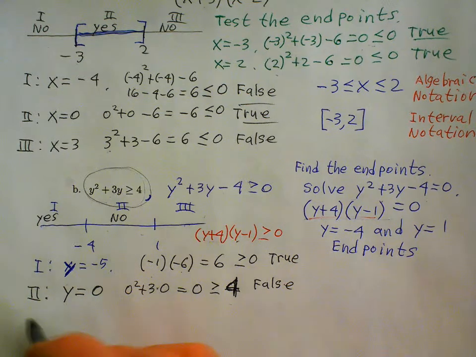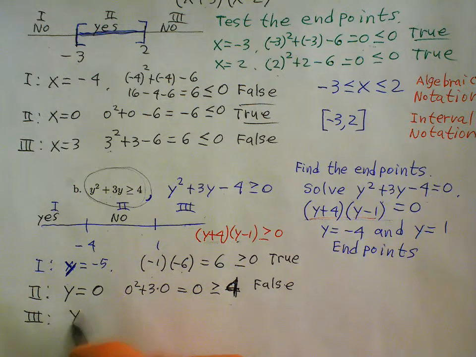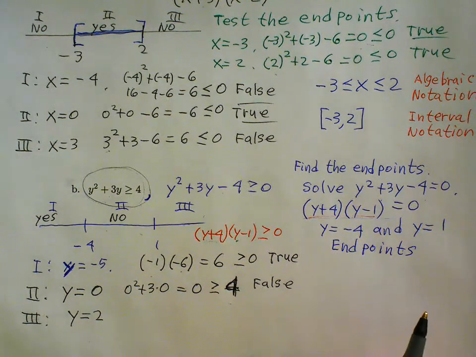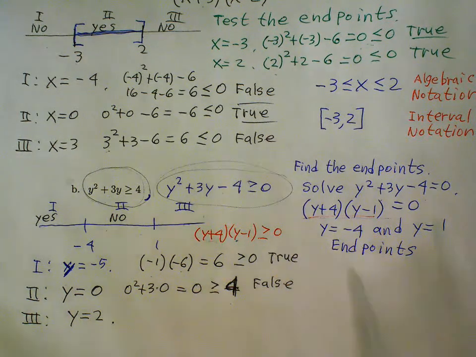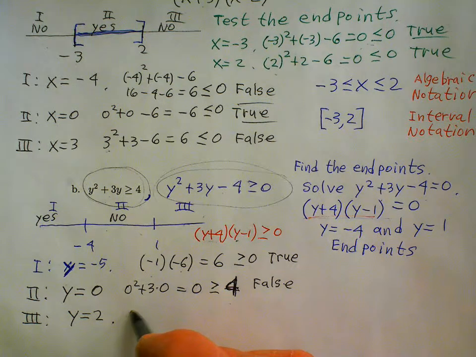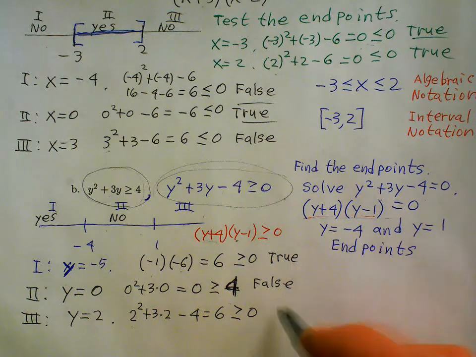And then the third interval, pick a number greater than 1. So I'll pick y to be 2. This time I'll use this inequality. You can use any one of the three. So this one, 2 to the second plus 3 times 2 minus 4. So 2 to the second is 4. 4 plus 6 is 10. 10 minus 4 is 6. The inequality is greater than or equal to 0 on this one. And that is true.